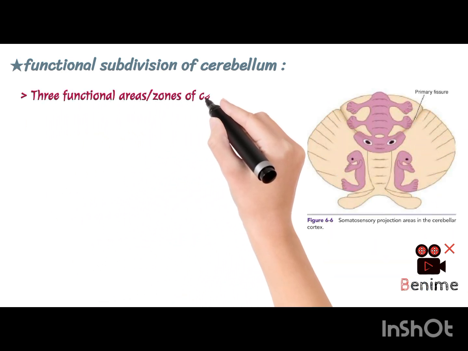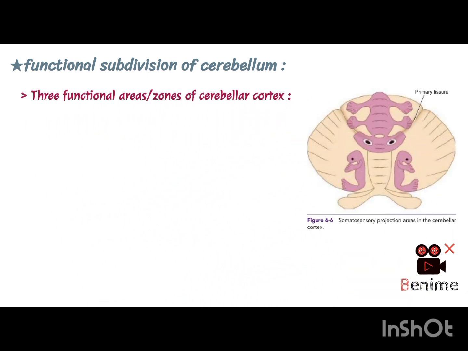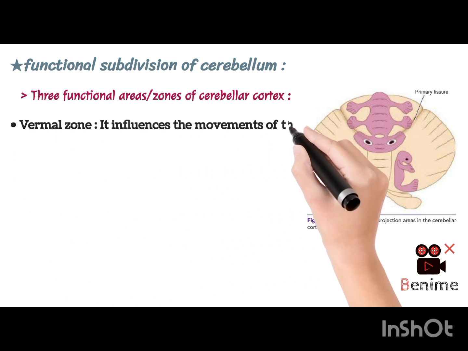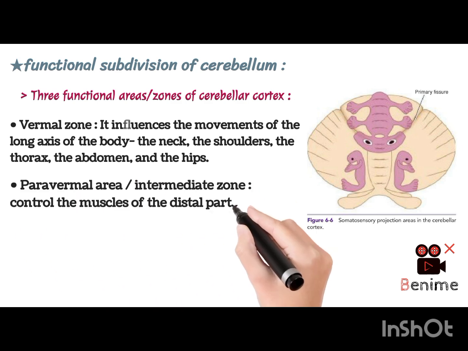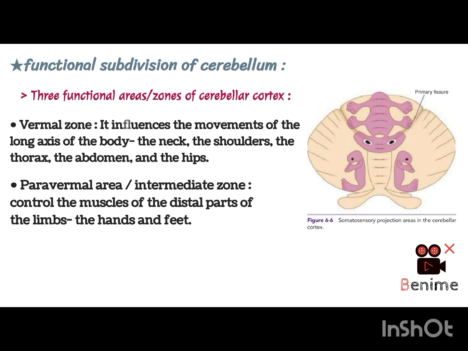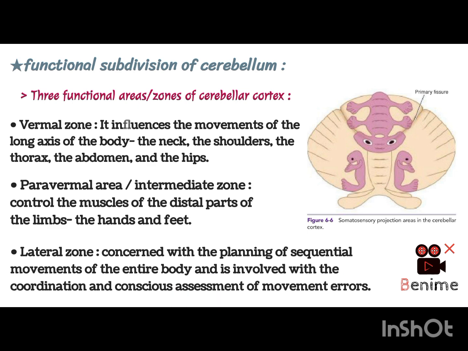There are three functional areas or zones of cerebellar cortex. Number 1, vermal zone. It influences the movement of the long axis of the body, the neck, the shoulders, the thorax, and the abdomen and hips. Number 2, paravermal area or intermediate zone controls the muscle of distal part of the limb, the hands and feet. Number 3, lateral zone. It is concerned with the planning of sequential movements of the entire body and is involved with the coordination and conscious assessment of movement errors.